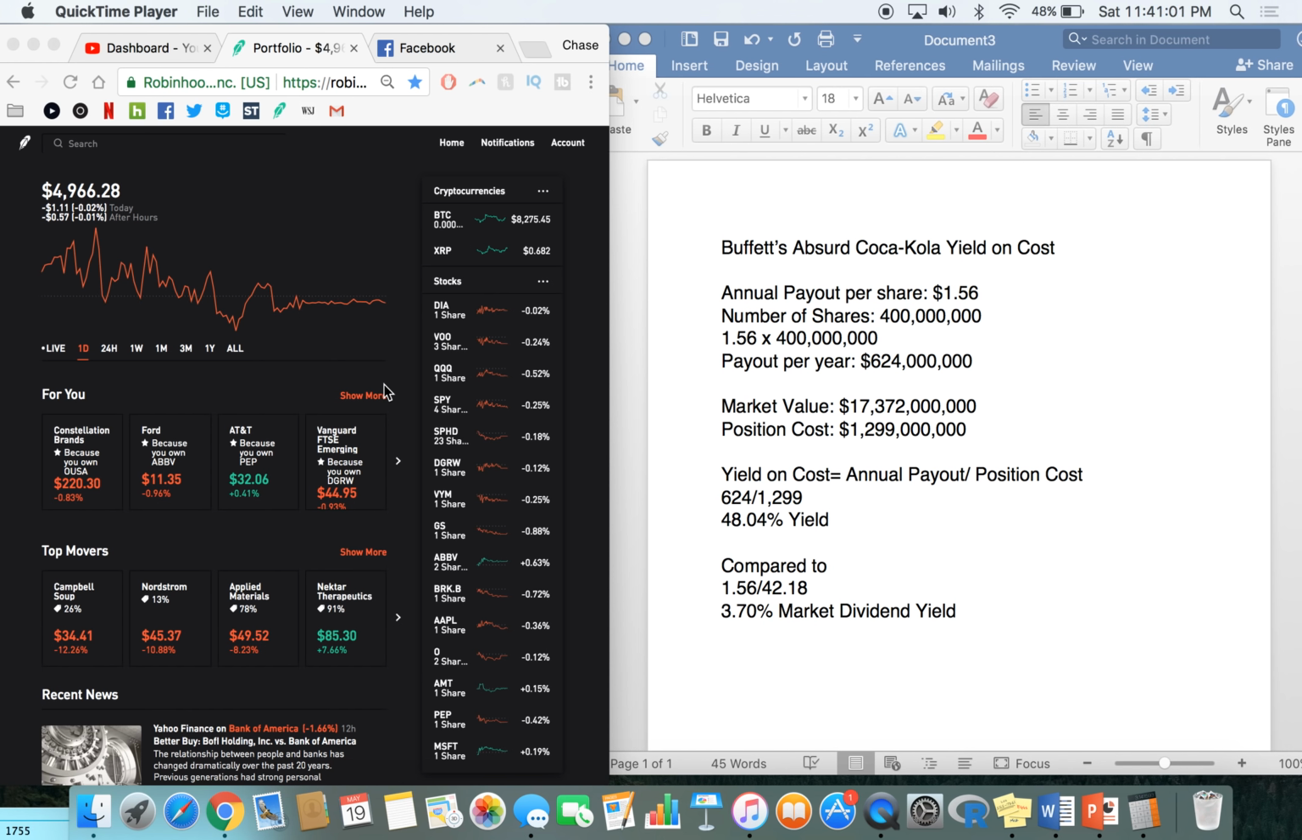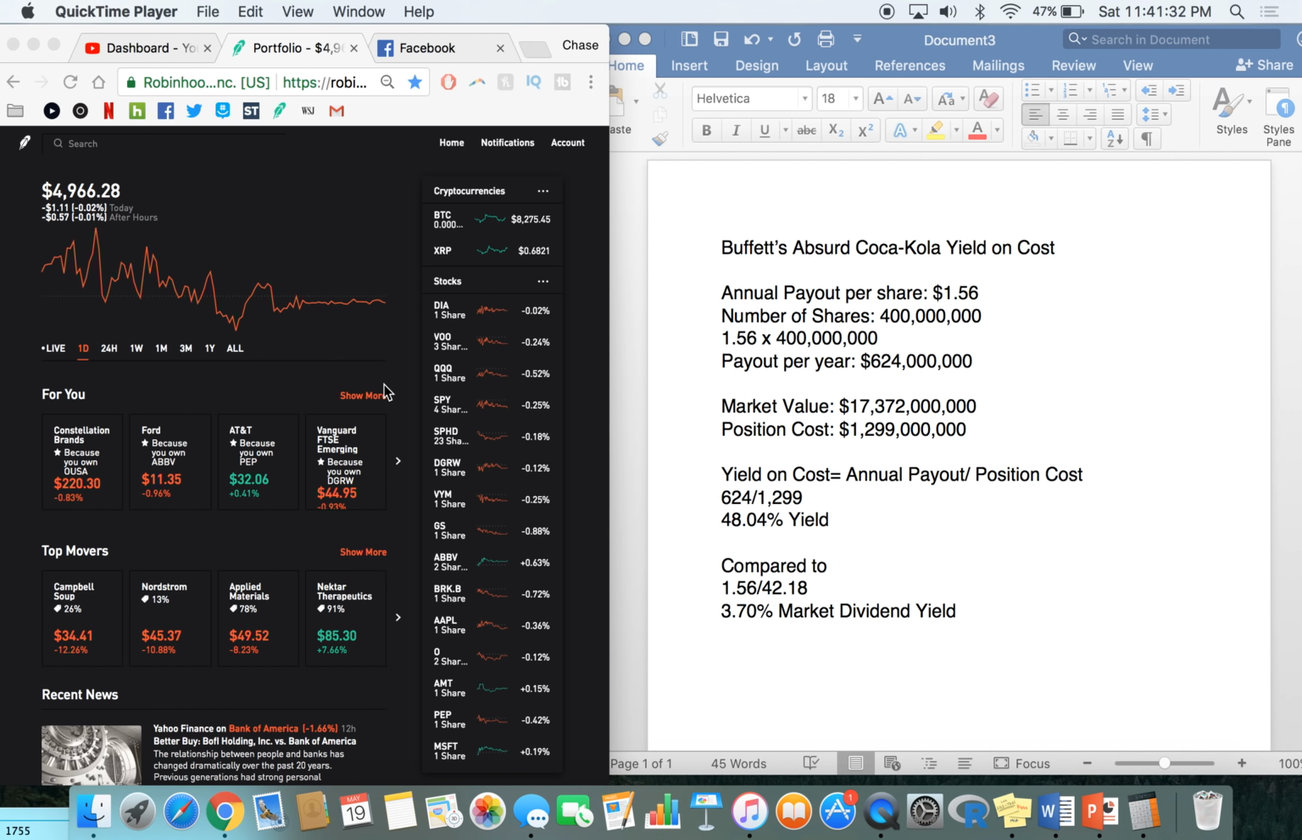So the market value of that position is about $17,372,000. That's kind of a rough estimate. Obviously, the market fluctuates a little bit, but it's pretty much in that range. But market value doesn't really matter for what we're talking about here. We're just talking about that dividend payout. The position cost when he bought in was $1.3 million. So $1.3 billion. These numbers are very staggering, so I kind of get them mixed up a little bit. But $1.3 billion position cost.